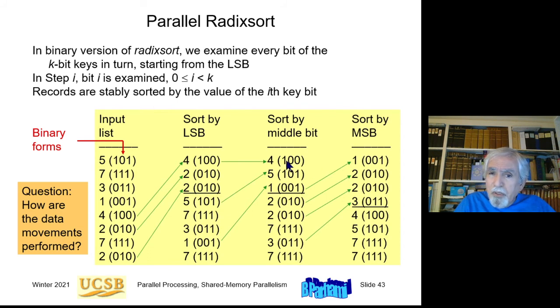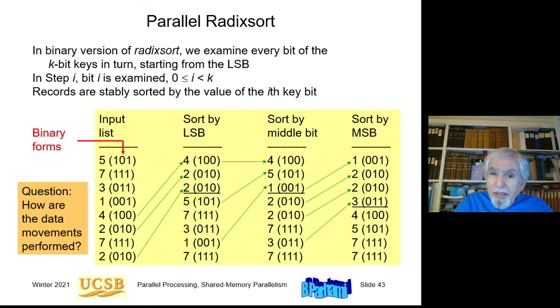And finally, sort by the most significant bit. Again, most significant bit equal to 0: this one, this one, this one, and this one. There are 4 of them. I shift them to the top. And at this point, the list has already been sorted.